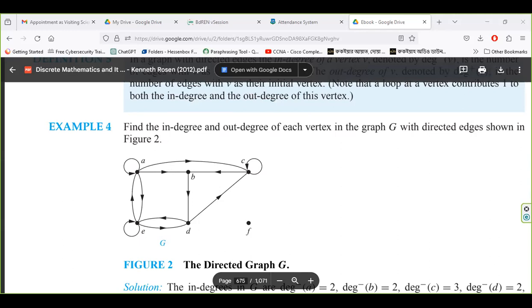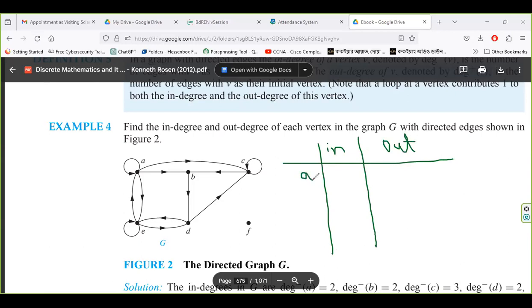For A, out degree 4, in degree 2. Then for B, in degree 2, out degree 1. For C, in degree 2, out degree 1. For D, in degree 2, out degree 2.